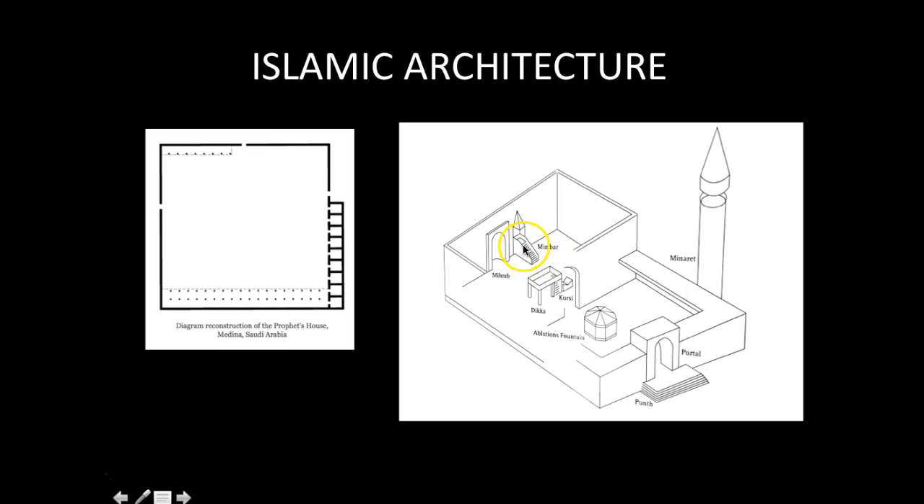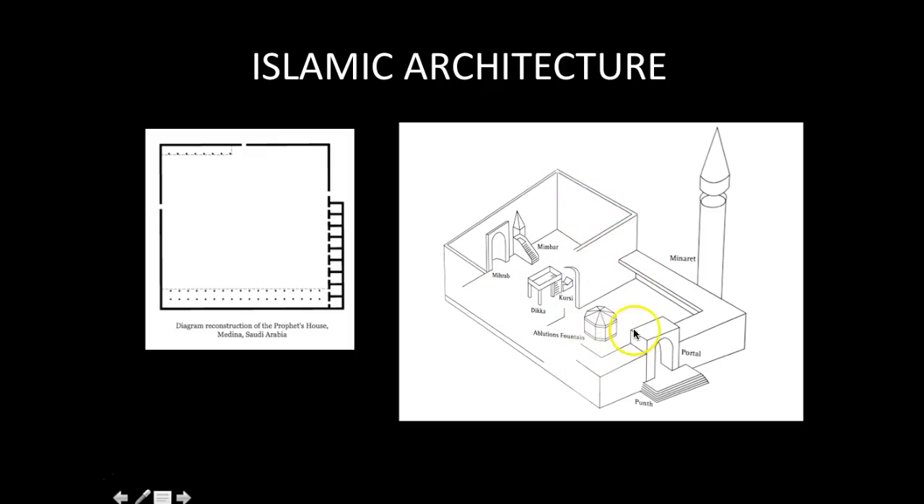Right here is the minbar. The minbar would be like a pulpit where sermons would be delivered from. The minbar is there so that the person giving the speech, usually the imam or someone else, is standing high above the people who are praying, and it would be typically next to the mihrab. Outside, you could see this whole area would be considered the mosque area.